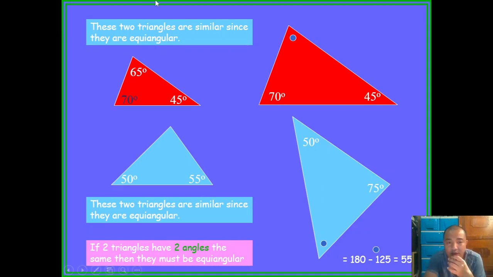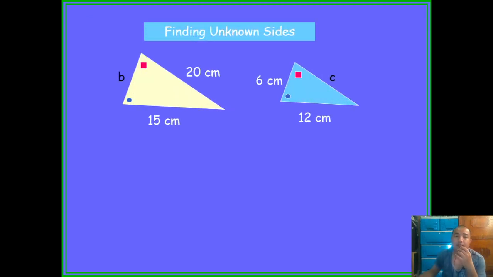How about these two green triangles? 50 plus 55 is 105, so 75 yun. That means this is also 55. So if two triangles have two angles the same, then they must be equiangular. So yeah. Finding unknown sides in a triangle.